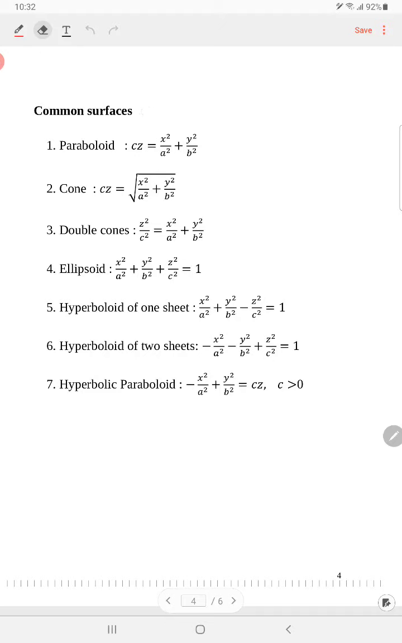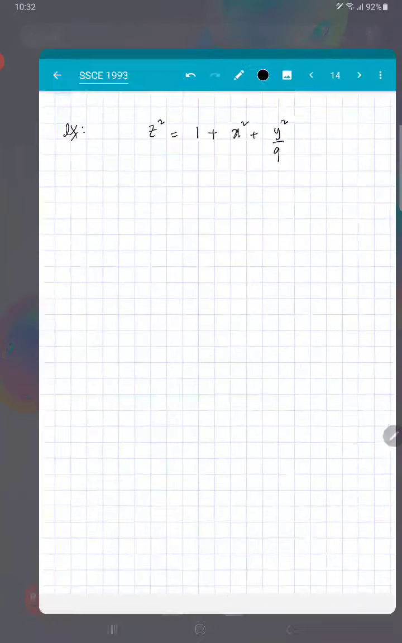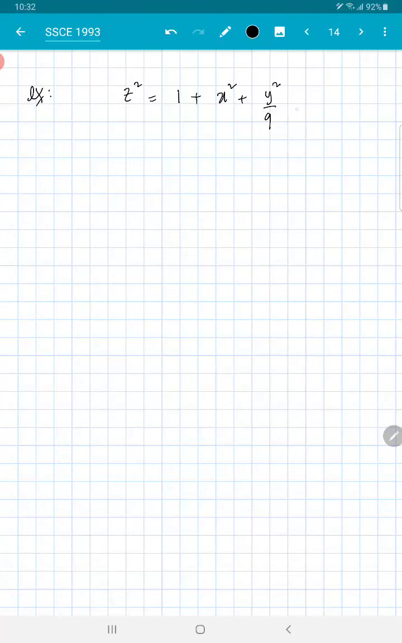The next common surface that I'm going to show you is the hyperboloid of two sheets. This is the general equation for the surface. Here A, B and C are all constants. Let's go straight to an example. Okay, so here we have an equation: z squared equals 1 plus x squared plus y squared over 9.